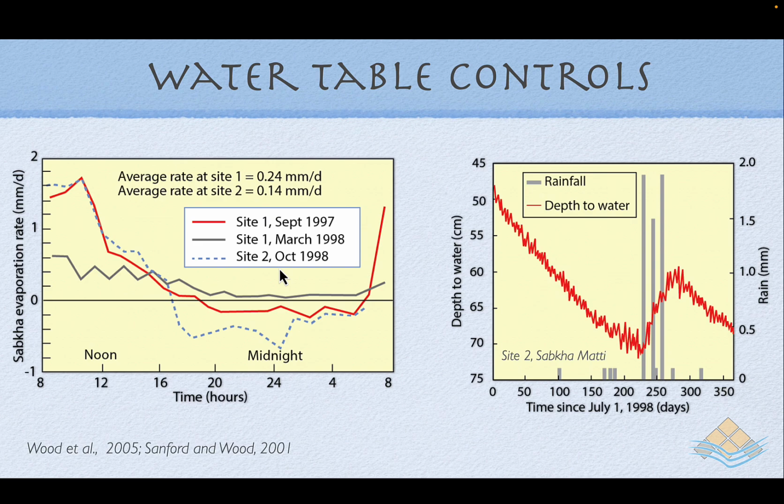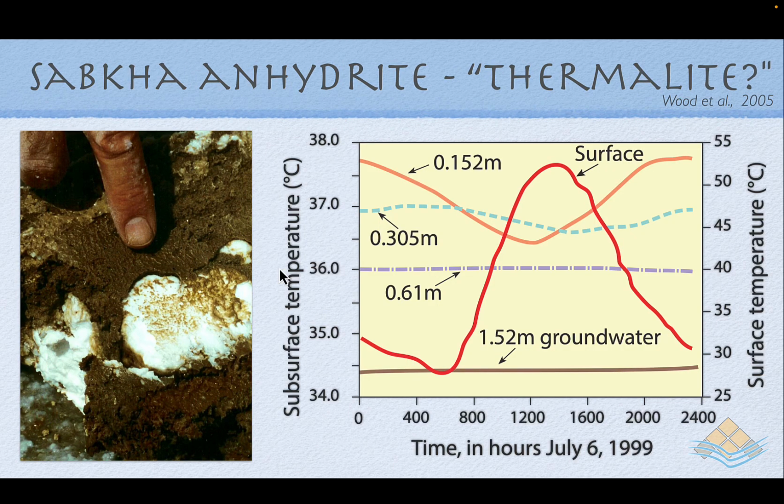You can see rainwater recharge into the water table of Sabkha-Mati. The other thing they did, and this is the most significant observation that they made in terms of the precipitation of anhydrite, which is a retrograde salt, is they looked at temperature profiles in the Sabkha.